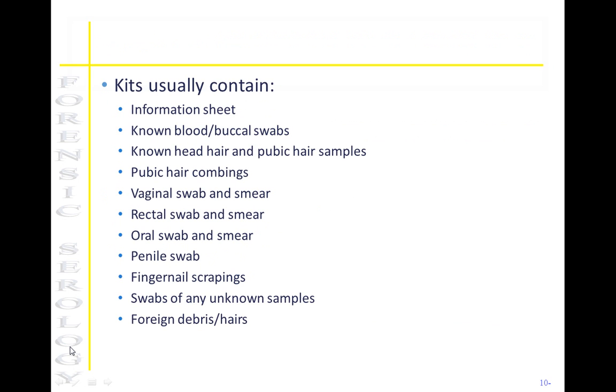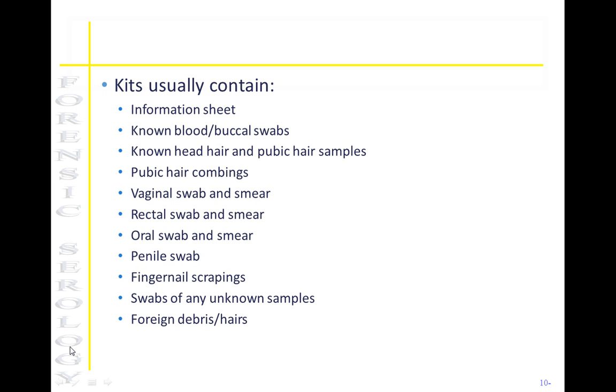The kits will usually contain an information sheet so that further information concerning the case can be given to the laboratory analyst. There are usually also envelopes labeled collection for known blood, which would contain a blood tube, or in some instances it may now contain a blotter card where blood can be placed and then dried. In some situations, there's also a sample in there where buccal swabs can be taken.